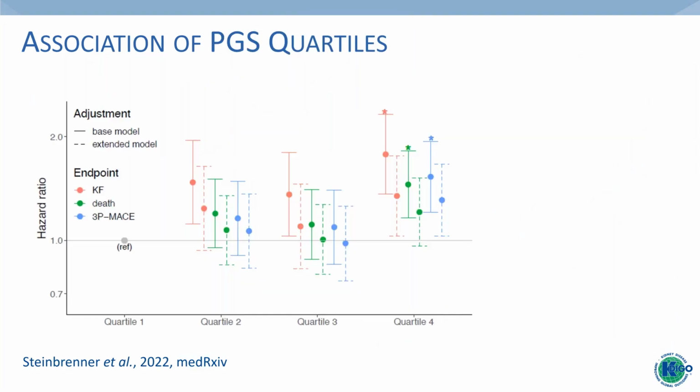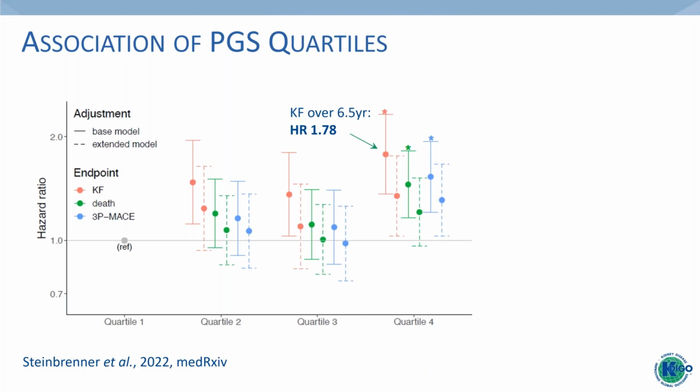This slide shows associations of the PGS quartiles with different endpoints. Quartile 1 was set as the reference. The colors represent the different endpoints. Solid lines show associations of the base model, sex, age, EGFR, and principal components. Dashed lines represent the extended model that adds history of cardiovascular disease, diabetes, log UACR, smoking, systolic blood pressure, use of blood pressure medication, CRP, high-density lipoprotein, and stars mark significant associations.